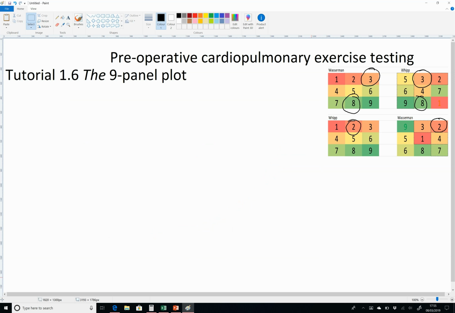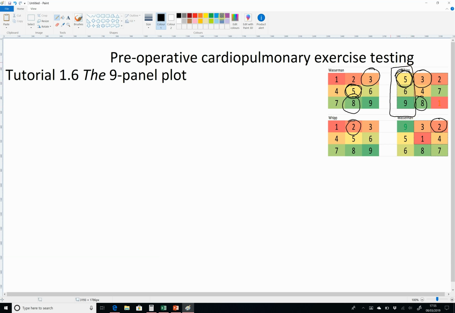Now the other panel in common that you would want to go to next is the panel that you primarily use to identify the anaerobic threshold. Okay, so in the Wasserman one it's in the middle, and in the Whipp version it's at the top of this column. We'll come to that column in a moment.